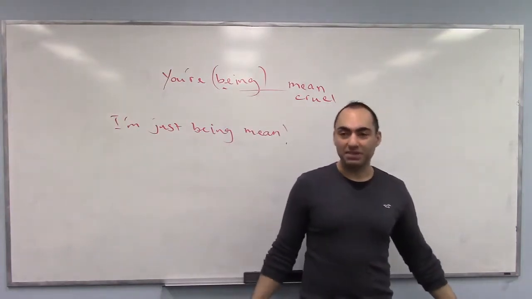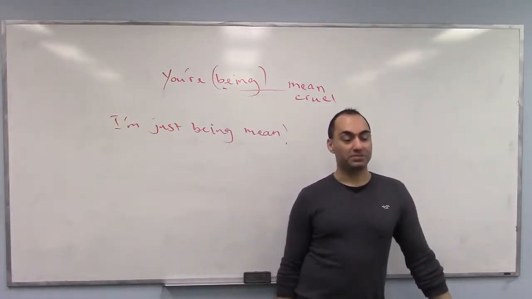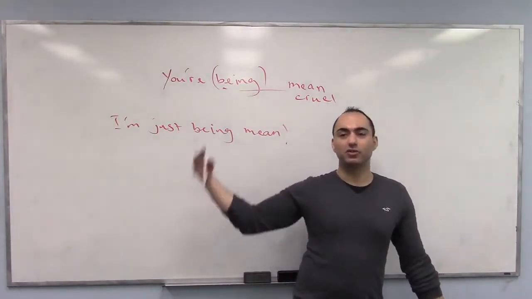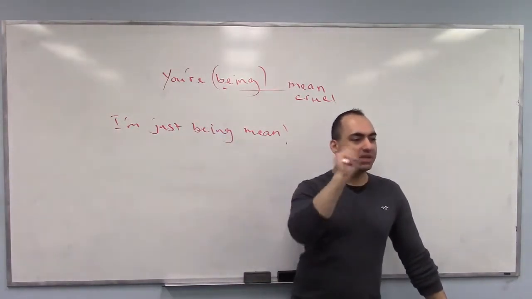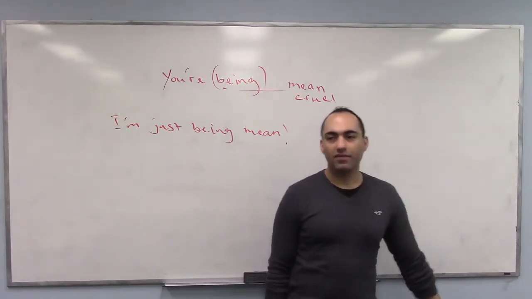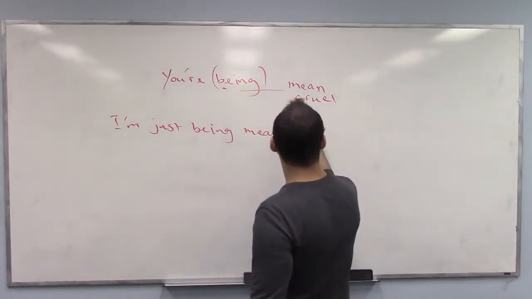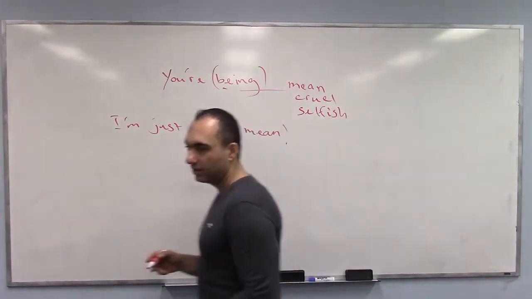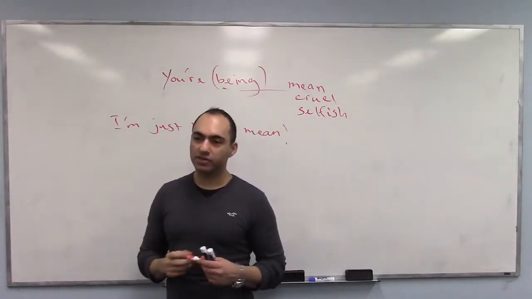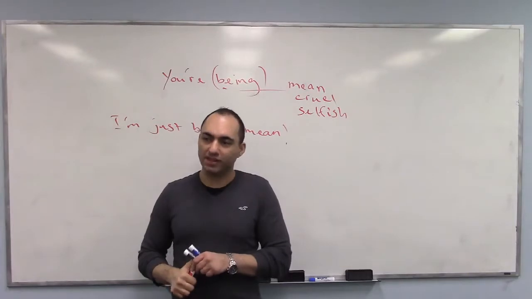So when somebody is mean, it is a little different from is being mean. If you're mean, it means generally you're a mean person. If you're being mean, you're just saying something or doing something mean at that moment. If I say you're being selfish, it doesn't mean that you're a selfish person. If I say you're so selfish, it means you're a selfish person.